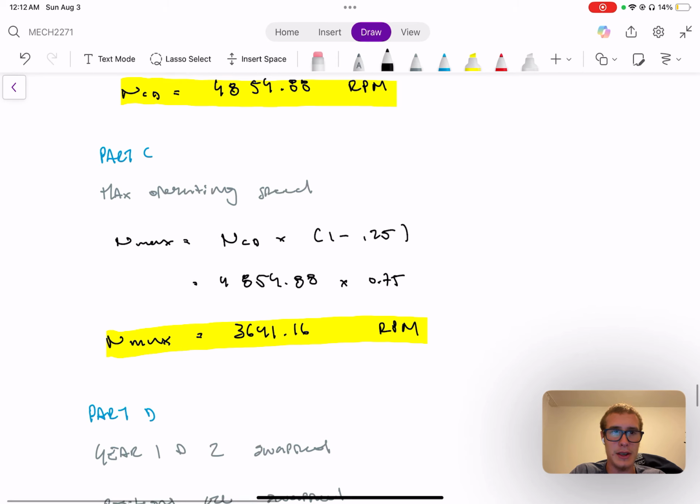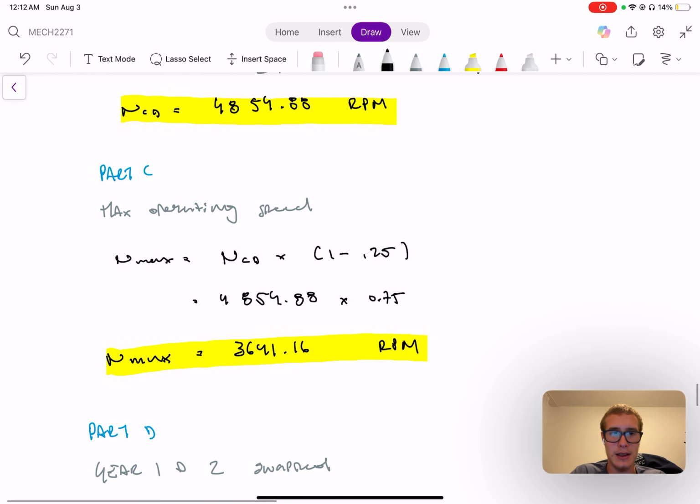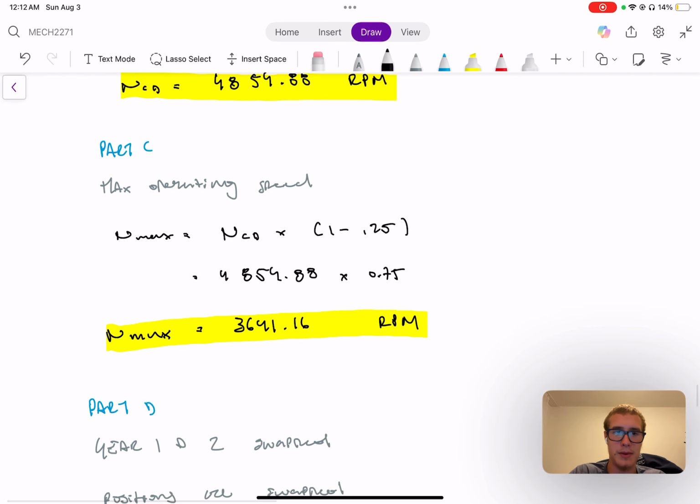So for part C, the max operating speed should be 75% of the NC. So when you multiply this number by 0.75, you get 3,641, which should be the new max operating speed.